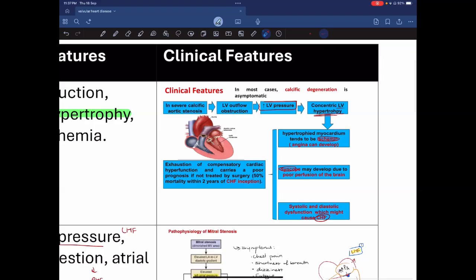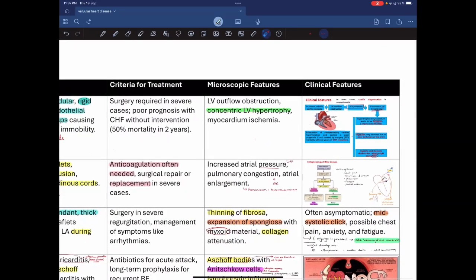So most of the time, if the signs of heart failure come, the patient has 2 years before death if we leave it untreated. What we need to do, most of the time, is surgery to prevent mortality. As we said, if we leave it, the patient could die very easily.